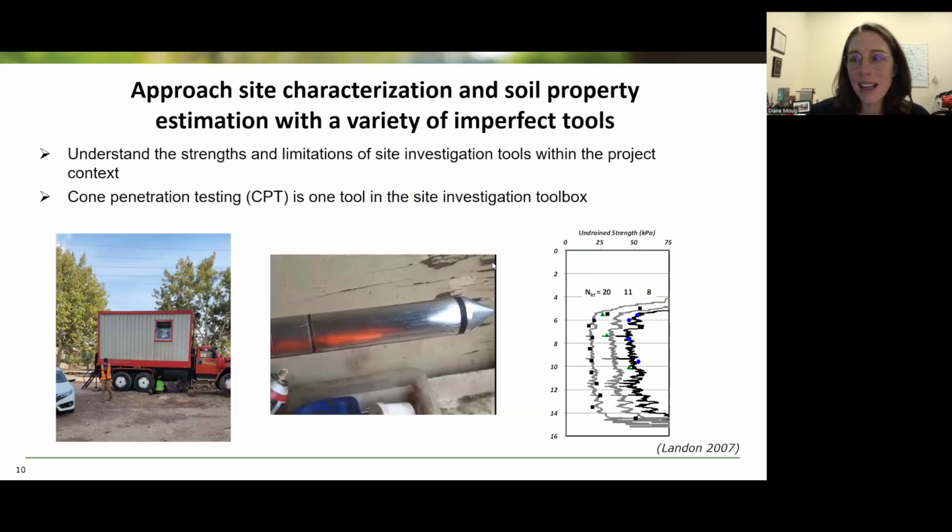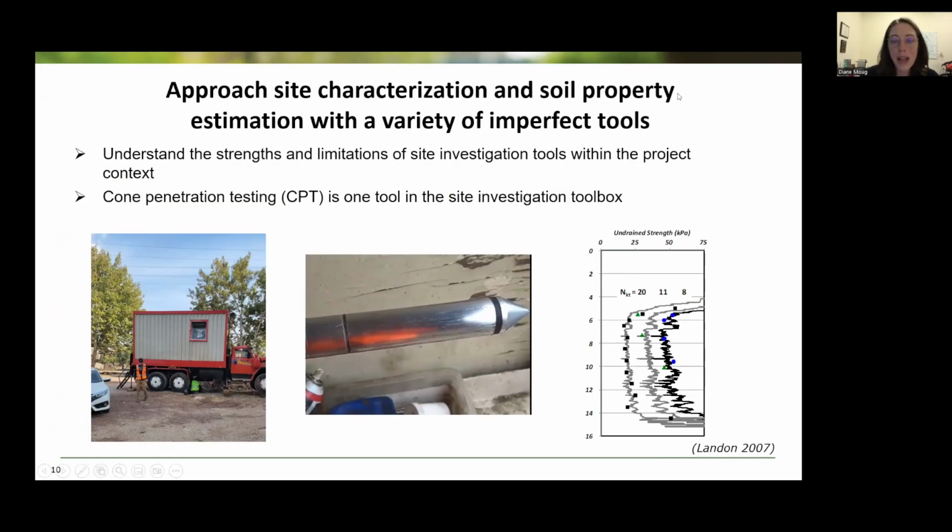And with the CPT, it is an imperfect tool like all other site characterization tools. But by using these tools and understanding the limitations and the advantages of these tools within the project context and the objectives of the project, we can approach site investigation and characterize the subsurface. And so this is an example of what the CPT looks like as it's deployed on site with a CPT rig, the cone itself, and then some of the data that we get from the cone, a depth profile of data, along with some lab testing data.